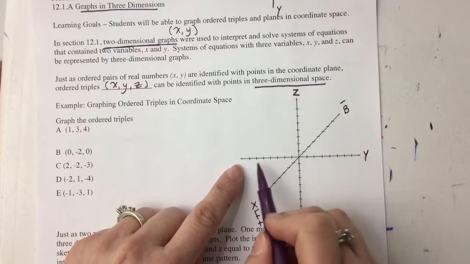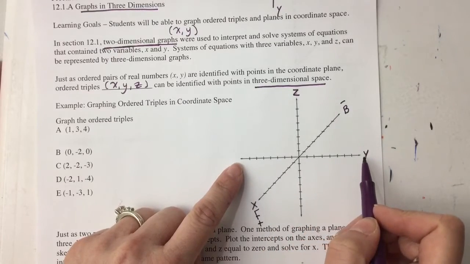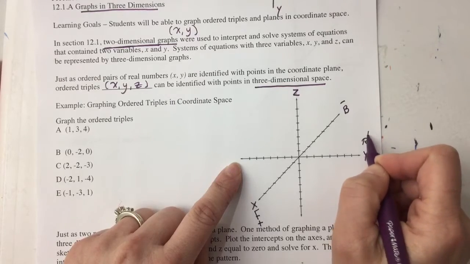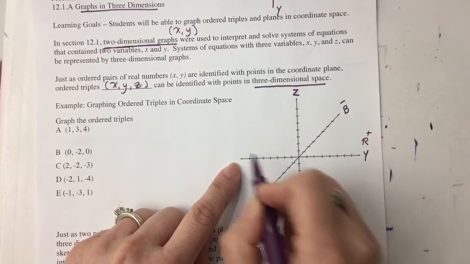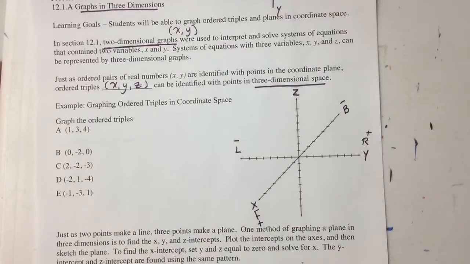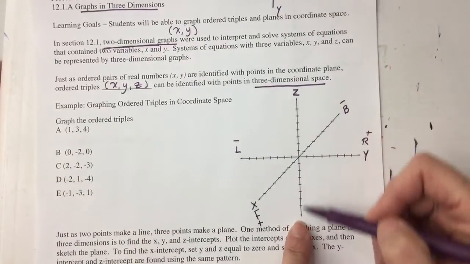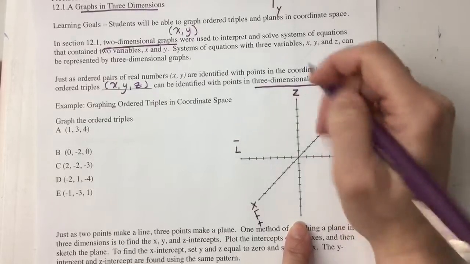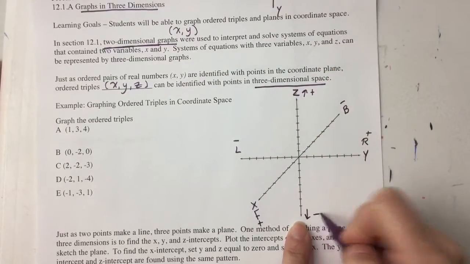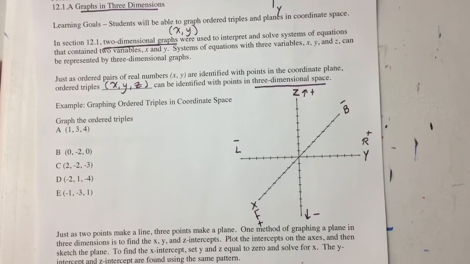Now y, you're used to y being up and down. Well, now y is side to side. If your y value is positive, you go to the right. If your y value is negative, you go to the left. Now z is up and down. If your z value is positive, you travel up. If your z value is negative, you travel down.